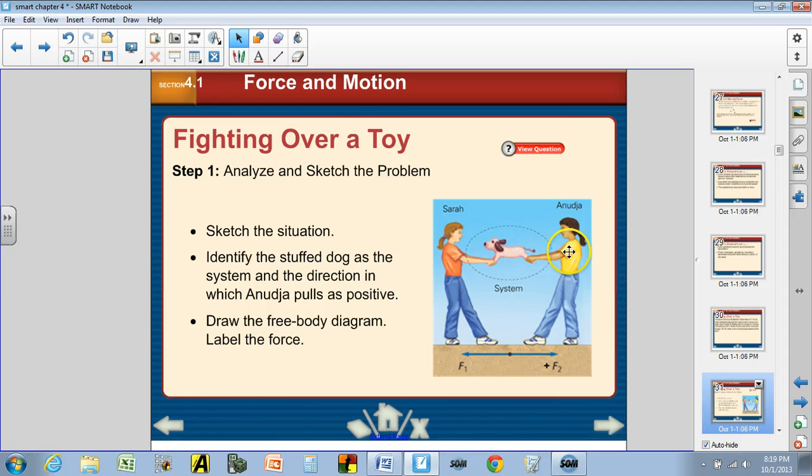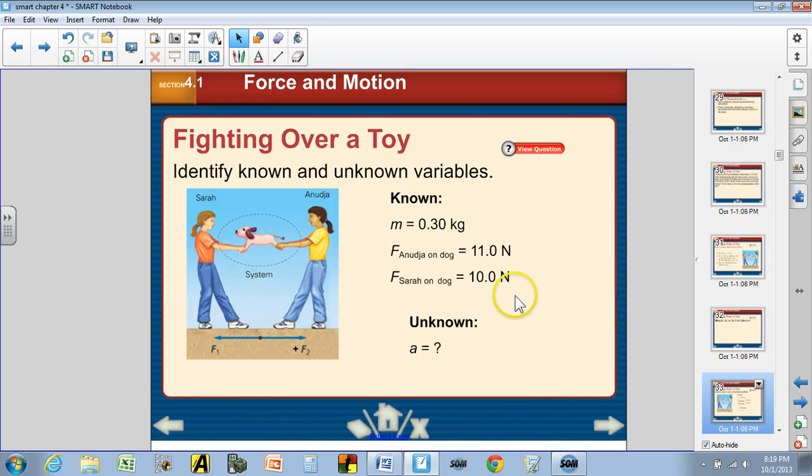We diagram it out. We draw a circle around the dog, our object of interest, and we draw a force diagram, or free body diagram. So the dot represents the dog, and the two vectors are pulling in each direction. Obviously, Annie's vector is going to be a little bit longer than Sarah's vector. If we want to solve for the unknown, F2 is 11 and F1 is 10.